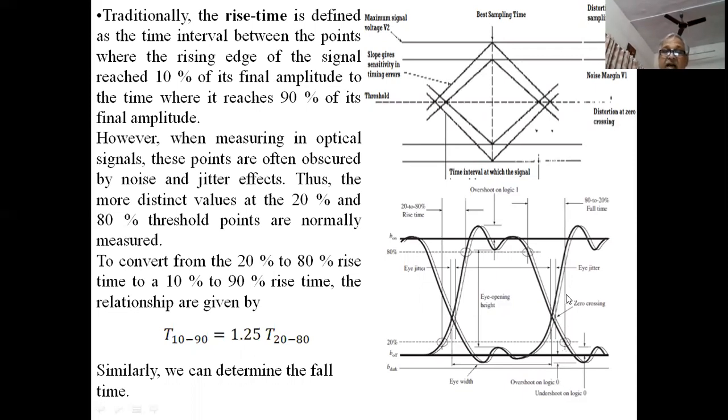But in optical fiber communication, the 20% and 80% threshold points are normally measured. So to convert from the 20% to 80% rise time to a 10% to 90% rise time, the relation is given by T 10 to 90 equals 1.25 times T 20 to 80. Similarly, we can determine the fall time.